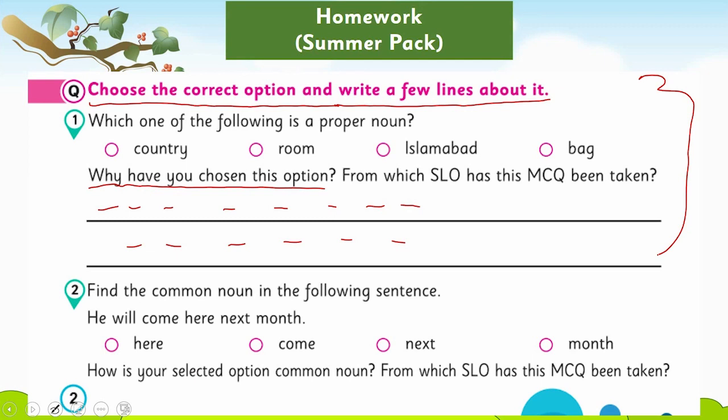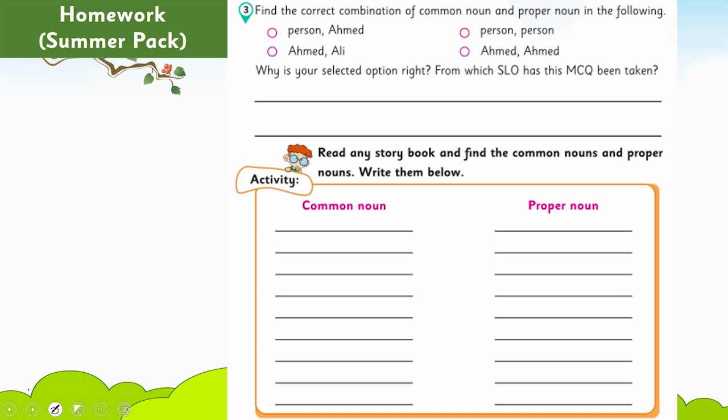The second one, you have to find the common noun in the following sentence. That is, he will come here next month. Here, come, next and month. This is very easy, and it is mentioned on the page 2 of your summer pack. We have done it previously, so this homework is very easy for you people. The third one is, you have to find the correct combination of common noun and proper noun, and the options are here.